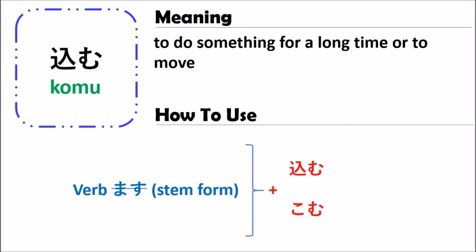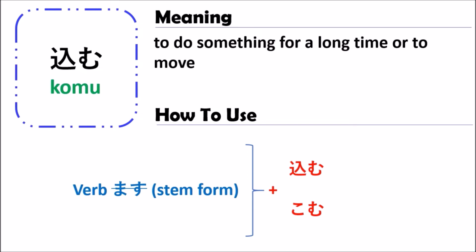What you have to remember is that when you use it with a verb, you should change the verb to the stem form, or change the verb to the masu form and cut out the masu. For example, ikimasu, you cut the masu and just say iki-komu, something like this. Ikikomu, right?